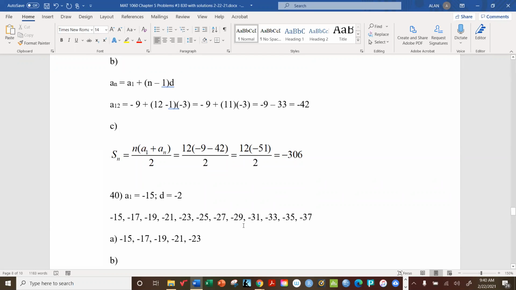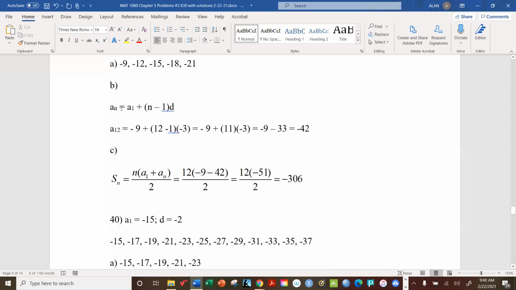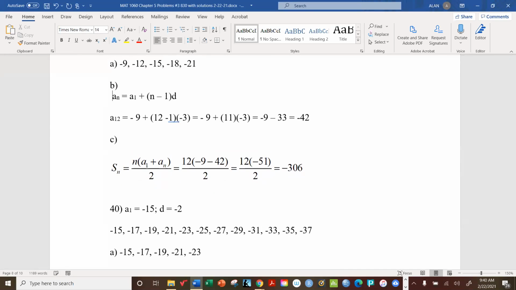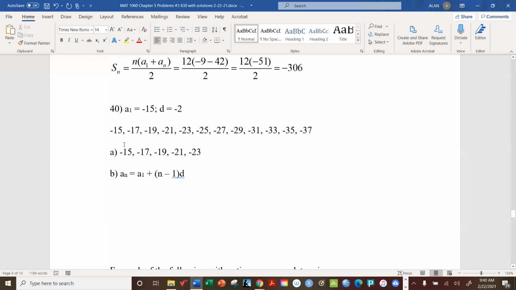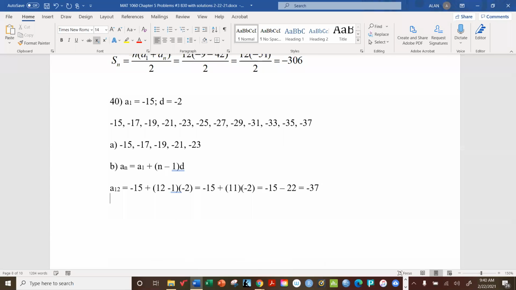The 12th term, we already know it, but we'll use this formula just to confirm that. All right, so that means that A12 is -15 plus 12 minus 1. The common difference is -2. What do you know? -37.